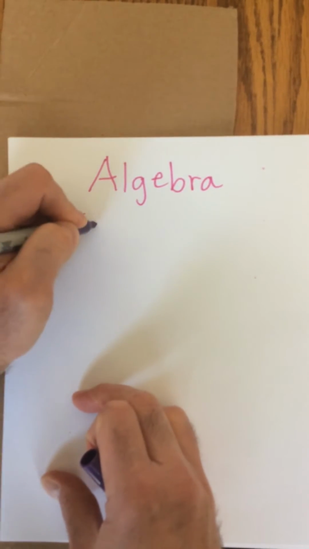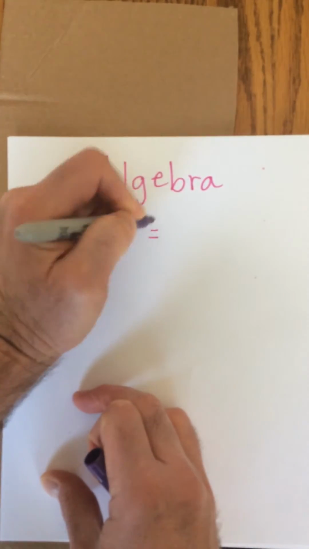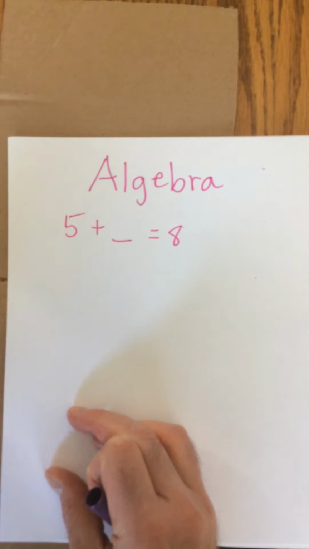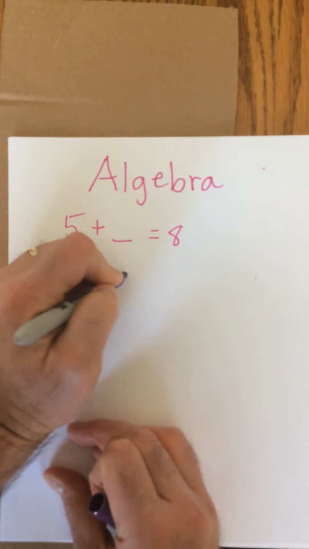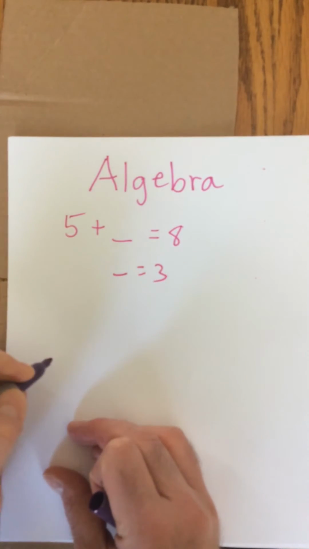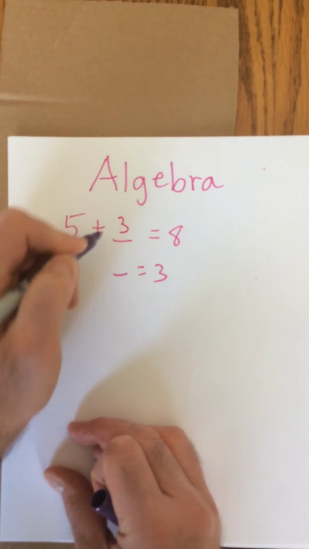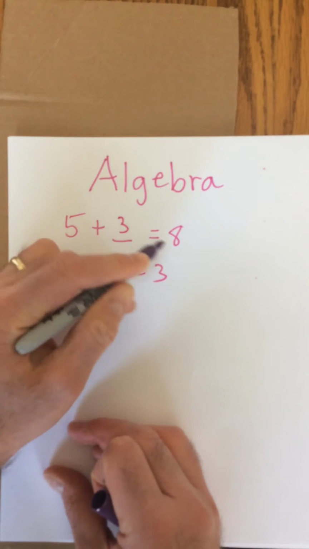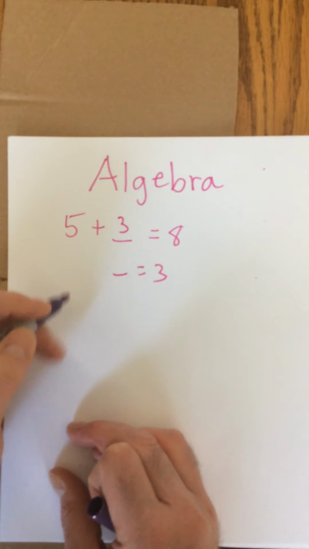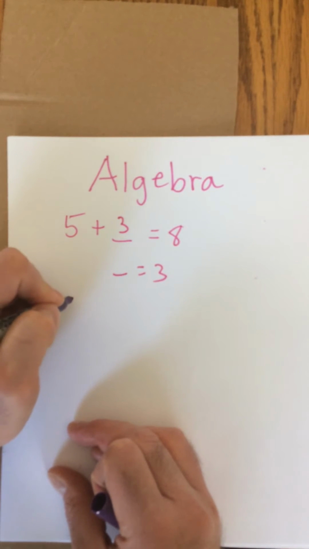So algebra is just trying to find an unknown number. So it could be as simple as this. 5 plus blank equals 8. So we know the blank is equal to 3. Because if I put 3 in there, 5 plus 3, 5, 6, 7, 8. There we go. Okay.